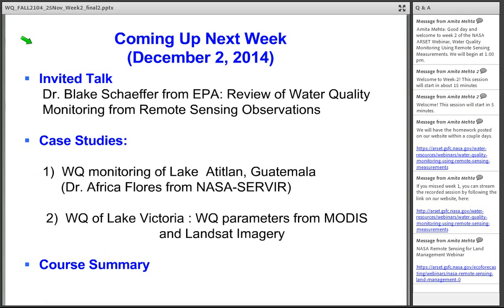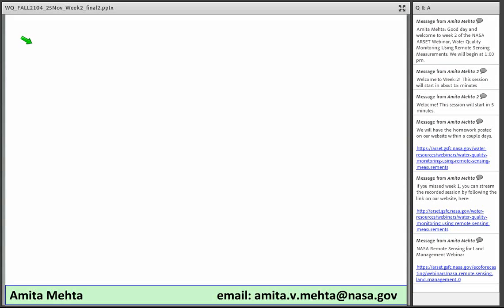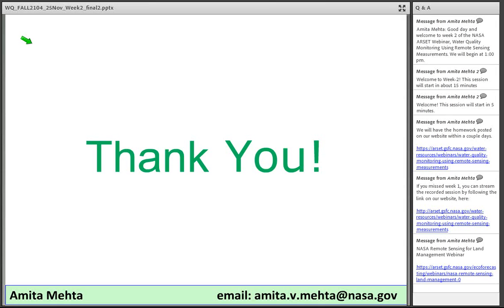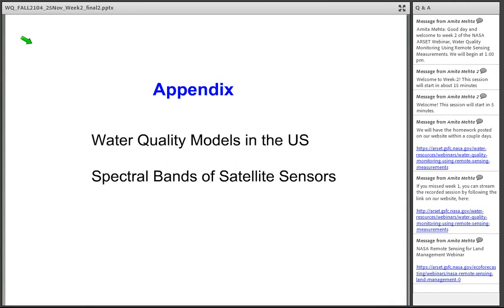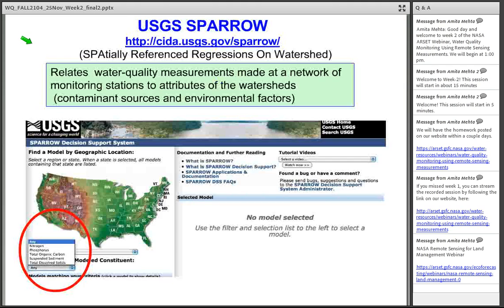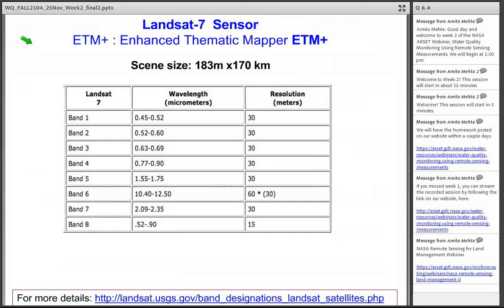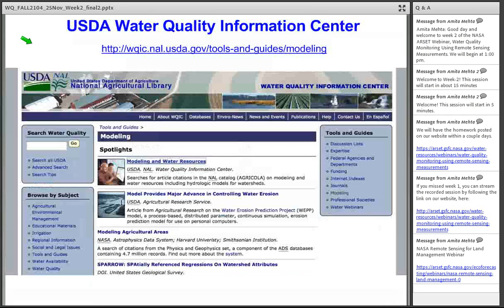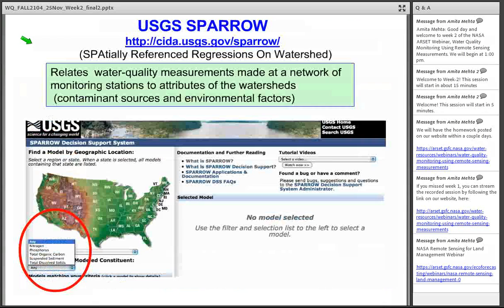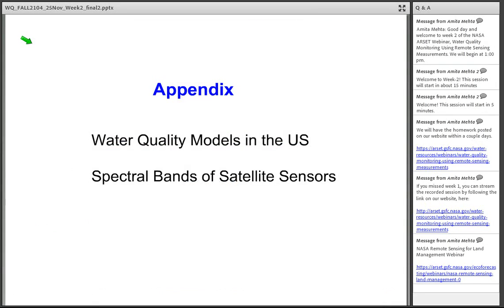So now I want to thank you all for attending this presentation. There is an appendix given here where information about water quality models in the US can be found, and these are USGS, EPA, and USDA models. There are also details about spectral bands and satellite sensors given in this appendix.